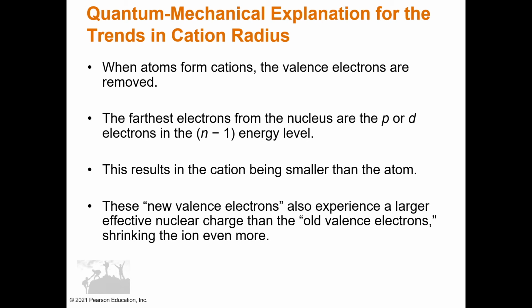Now think of what happens when an atom becomes a cation. Electrons need to be removed from that outer shell. So if we take a look at sodium, it's got a valence electron, 3s1. To form a cation, we have to remove that 3s1 electron. So now what are our new valence electrons? 2s2 and 2p6. Now those valence electrons are going to get pulled closer to the nucleus because of the Z effective, and so that cation would have a smaller radius.